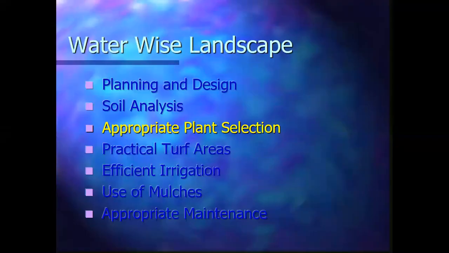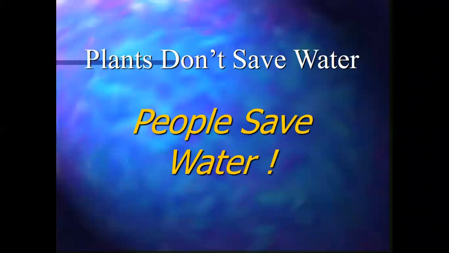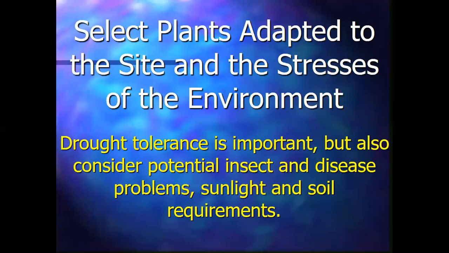Appropriate plant selection. Again, we go back to using the right plant for the right place. Plants don't save water, people save water by your choice of plant material and where you put them. You need to select plants adapted to the site and stresses of the environment. Drought tolerance is important, but also consider potential insects, disease problems, sunlight, and soil requirements. Take all that into consideration.